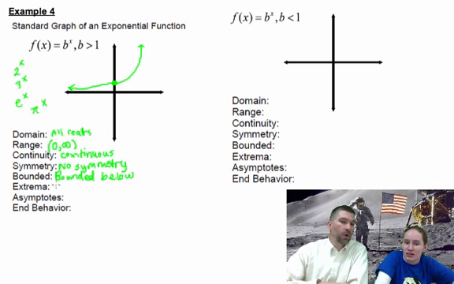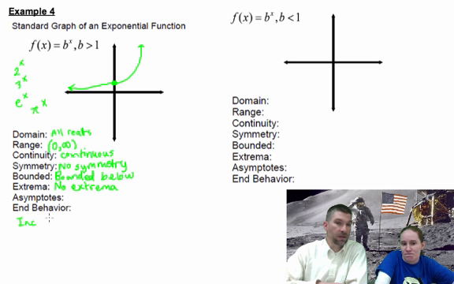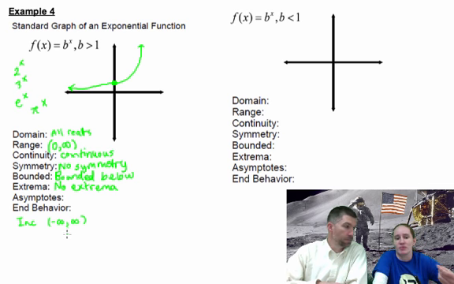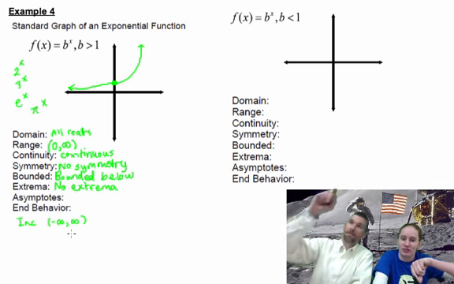Extrema. No extrema on this. Extrema would indicate that we have peaks or valleys or mountaintops or whatever you want to call it. Basically a point where we're going from increasing to decreasing. And that is not happening here. Which, by the way, that's not listed here, but is it increasing or decreasing? It increases from negative infinity to positive infinity. It does not ever decrease. And that's part of why there's no extrema, because extrema happens when you go from increasing to decreasing.